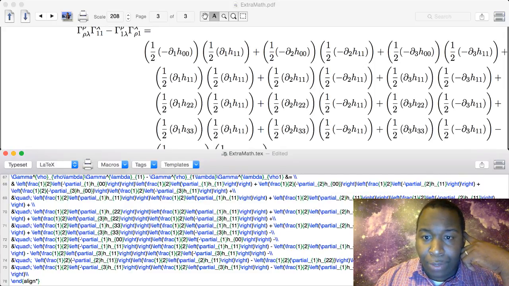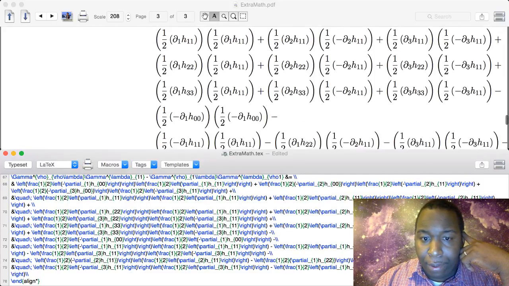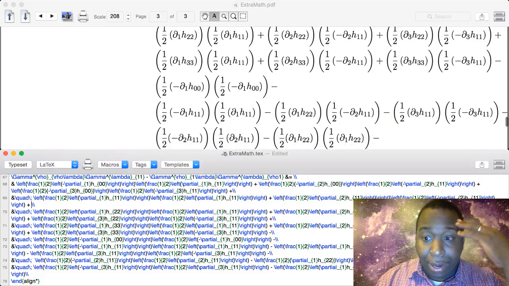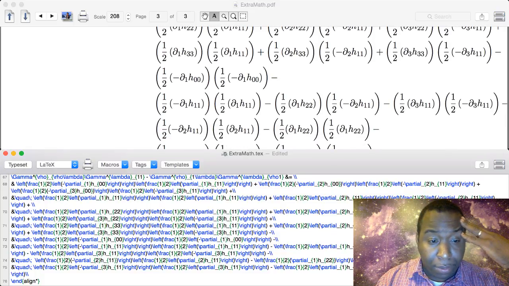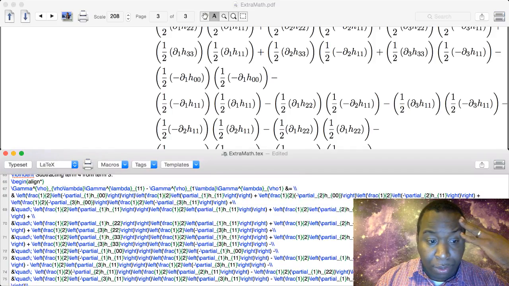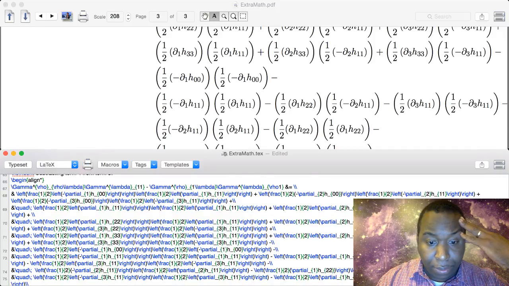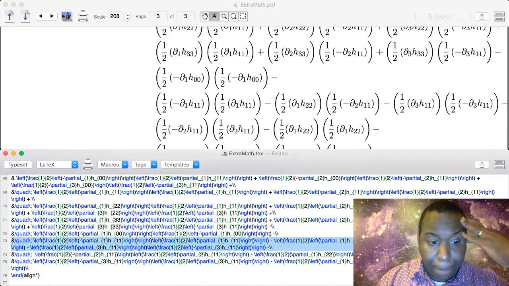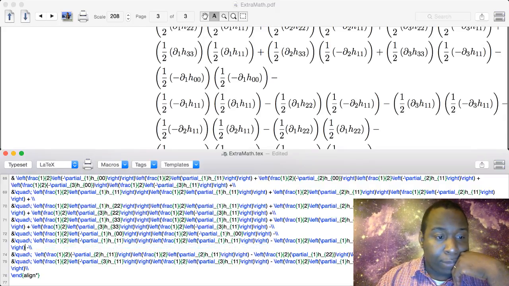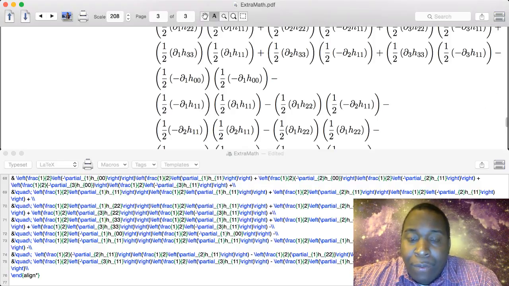And then on the next, it's 1, 2, 3, 4, 5, 6. On the sixth line, it's the last term. So 1, 2, 3, 1, 2, 3, 4, 5, 6. So it's here. And it's going to be this term, which now goes away. And there we have it. We've gotten rid of one term.